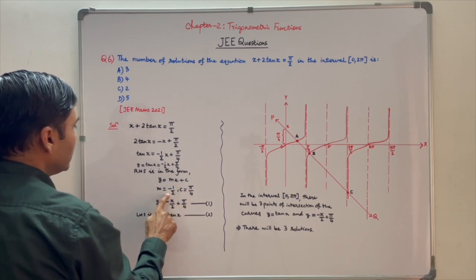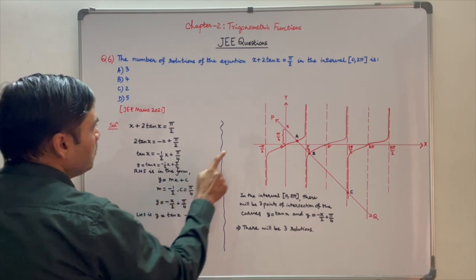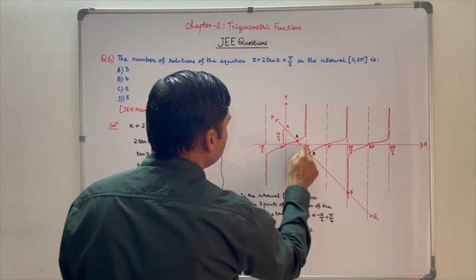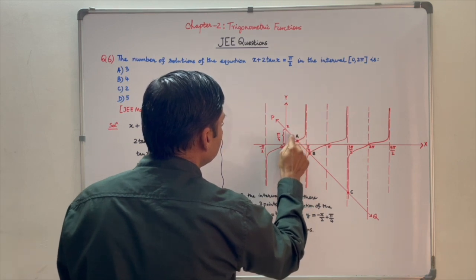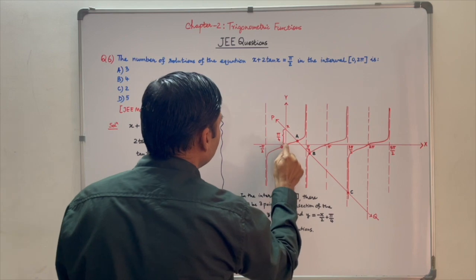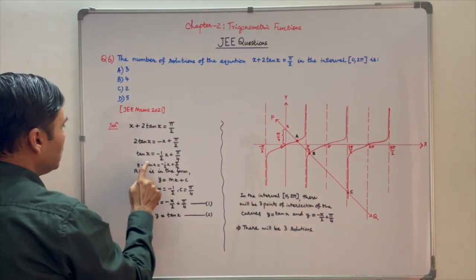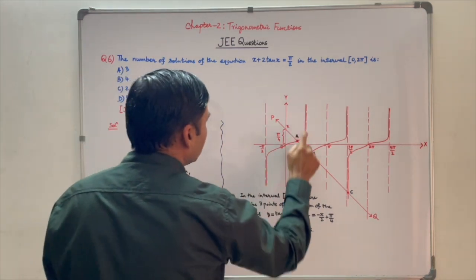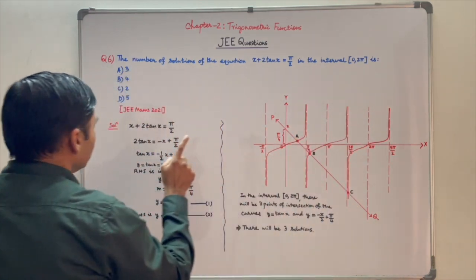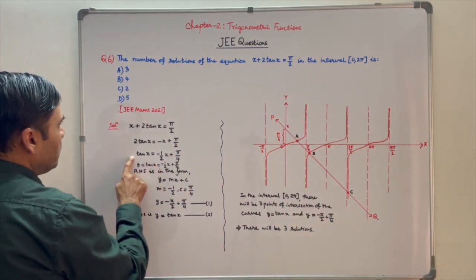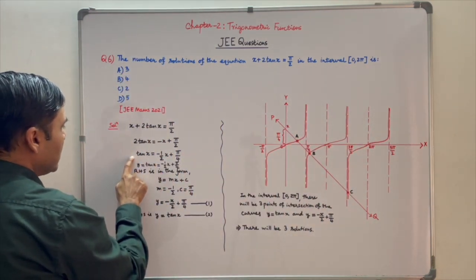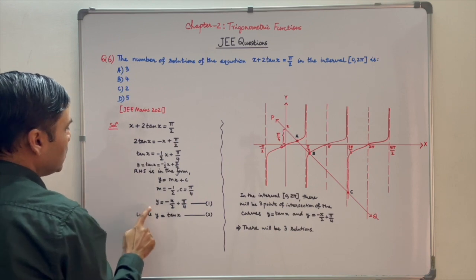Negative slope suggests that this line makes an angle more than 90 degrees with the positive x-axis. So PQ is that line which is making more than 90 degrees with the positive x-axis and its y-intercept is pi by 4. Y is equal to tan x is this curve. So the solution of this equation will be the points of intersection of these two curves.